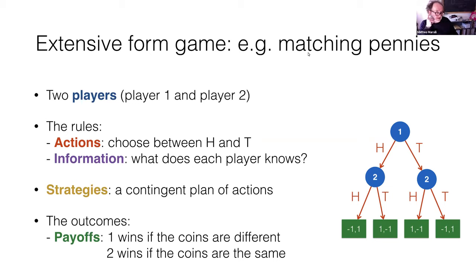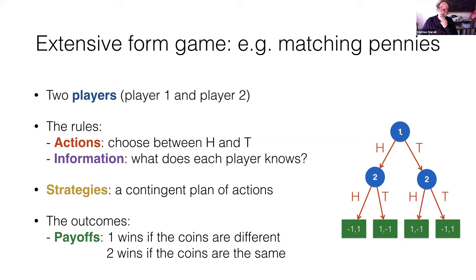So one way of representing this game is what is called an extensive form game. An extensive form game can be represented as a graph, where you have the action nodes, so the nodes where one of the two players has to take an action. Then links correspond to the possible actions that an agent can take.